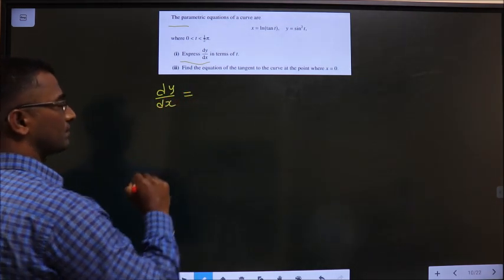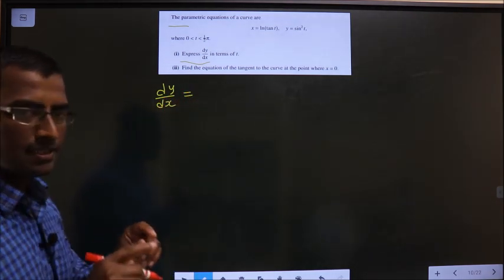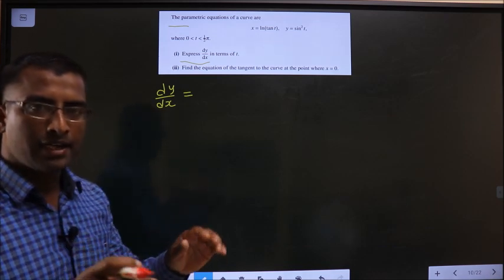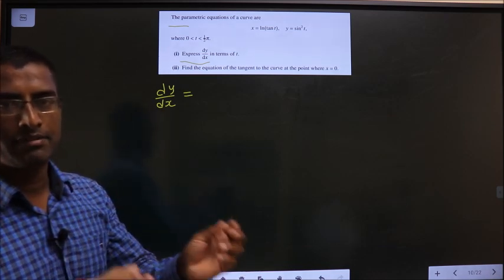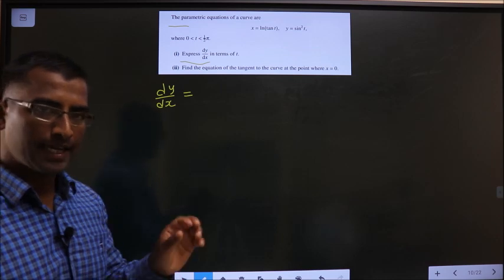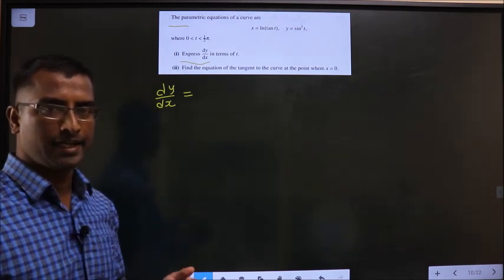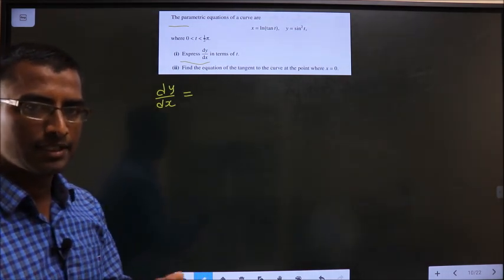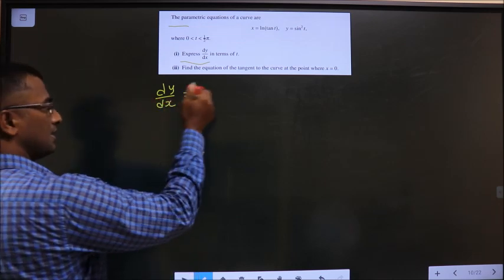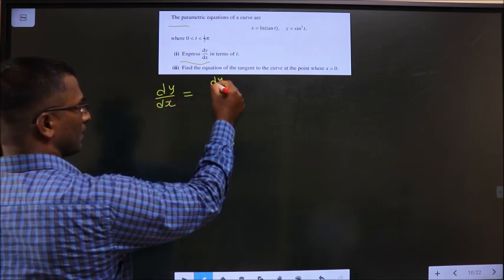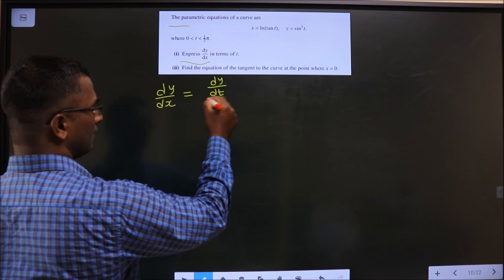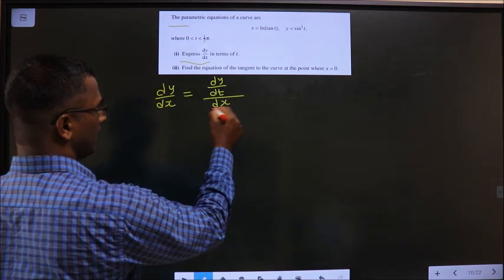Now the change here is that x and y are in terms of some other variable, which is t. Okay, x and y are in terms of some other letter. In these situations, this will change to dy by dt by dx by dt.